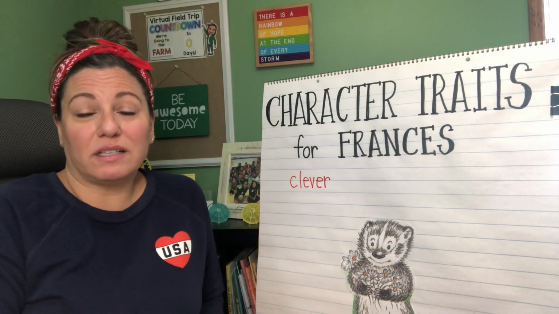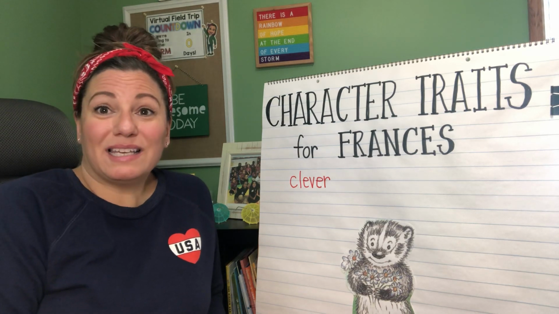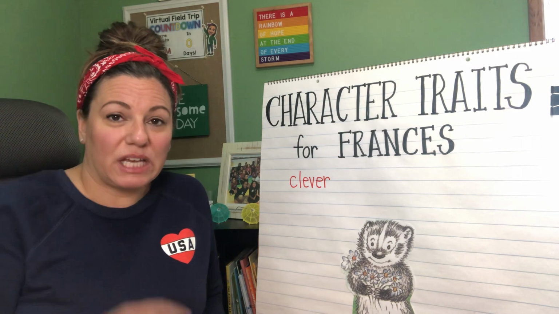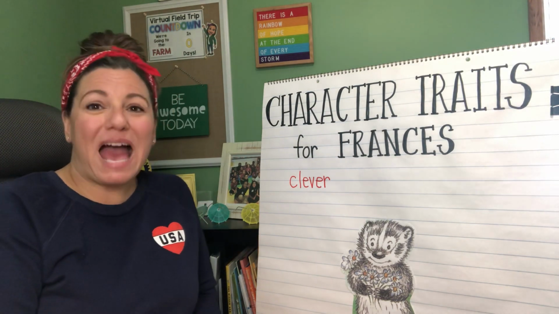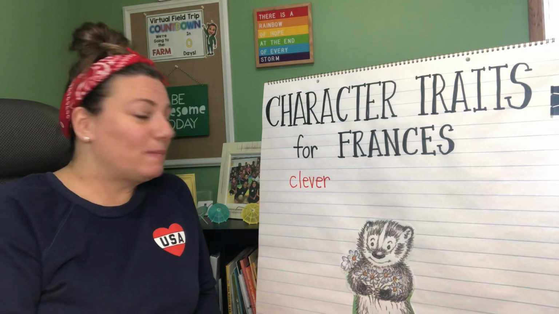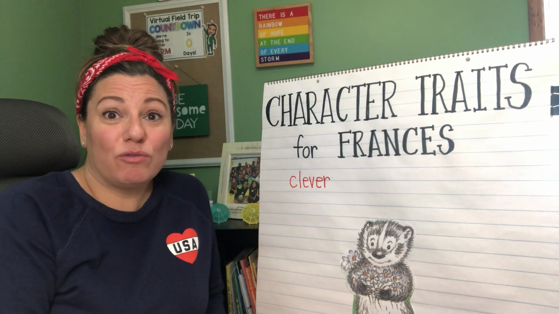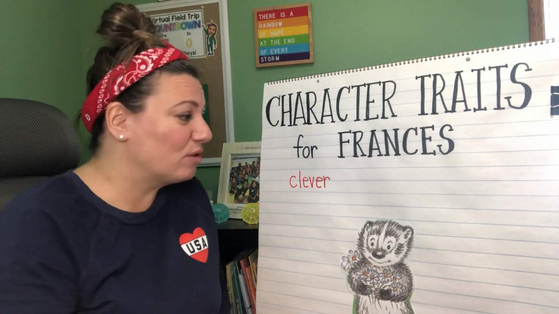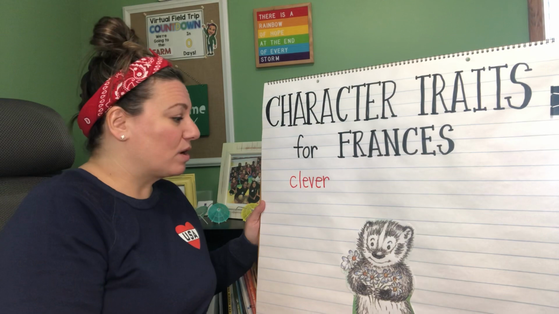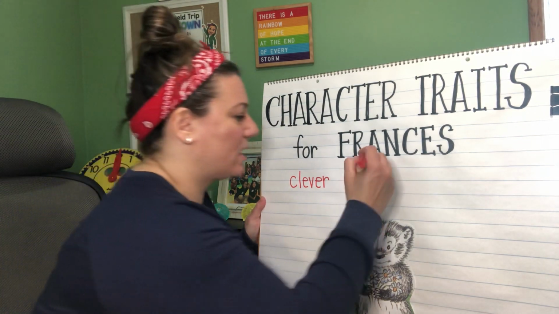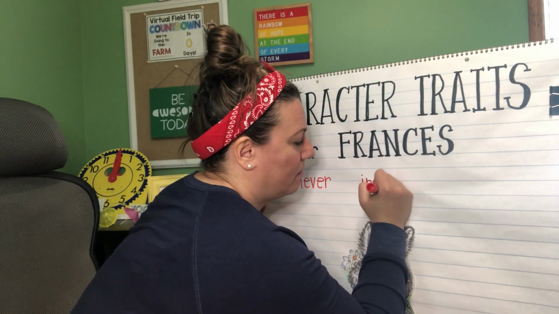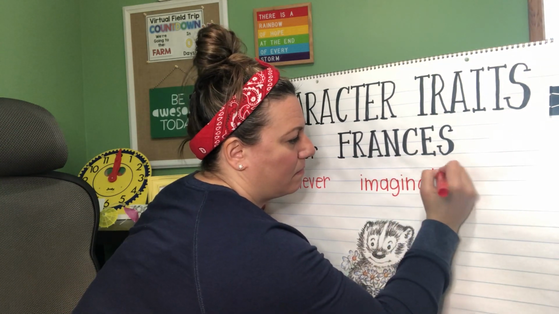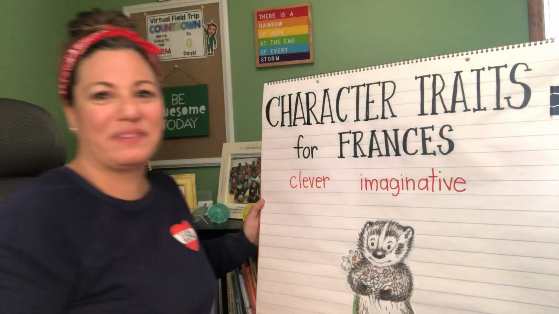Another word we talked about was a word that has to do with having a good imagination. And that was the word imaginative. We talked about how she had a really great imagination. She was imagining there was a tiger in her room and a giant in her room. So I'm gonna add the word imaginative to our chart as well. That's a big old word, huh?